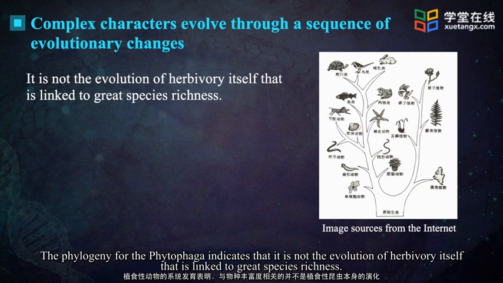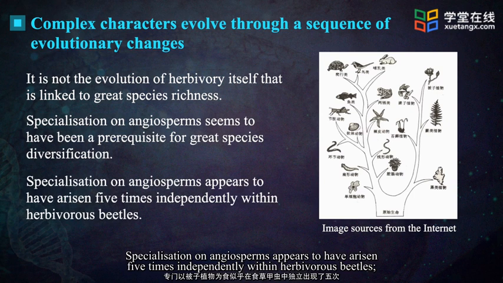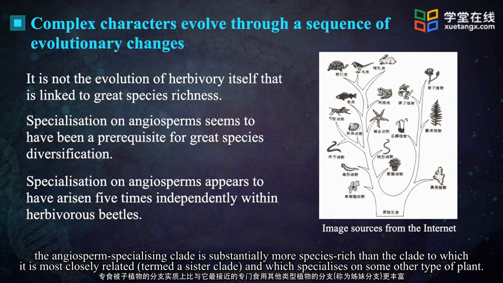The phylogeny for the Phytophaga indicates that it is not the evolution of herbivory itself that is linked to great species richness. Rather, specialization on angiosperms seems to have been a prerequisite for great species diversification. Specialization on angiosperms appears to have arisen 5 times independently within herbivorous beetles. In each case, the angiosperm specializing clade is substantially more species-rich than the clade to which it is most closely related, termed a sister clade, and which specializes on some other type of plant.